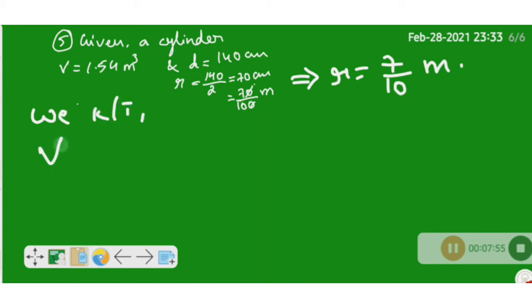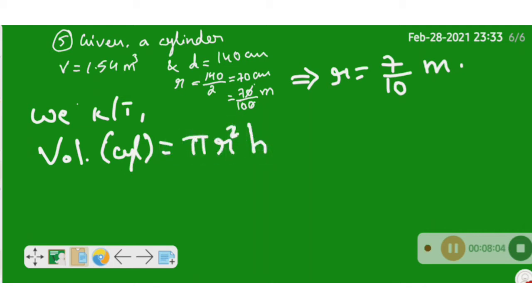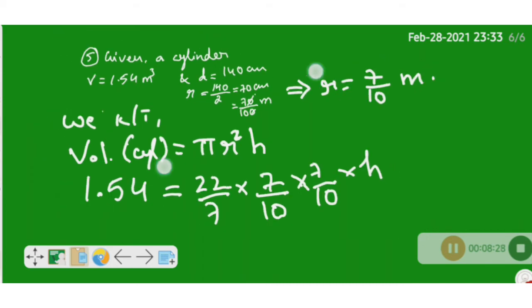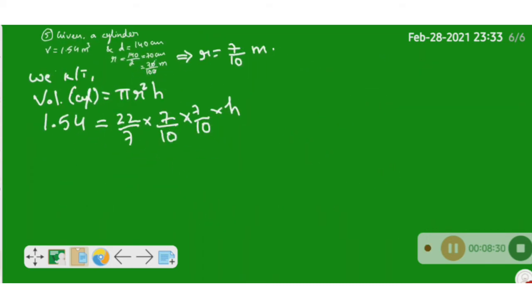So now since volume is given, we'll use the volume formula. So volume of cylinder is pi r square h. So we know the volume, we know the radius, we need to find the height. Substitute. Volume is 1.54 equal to pi value is 22 by 7 into radius is 7 by 10 into 7 by 10, since it is radius square, into height. Height is unknown, we have to find the height.